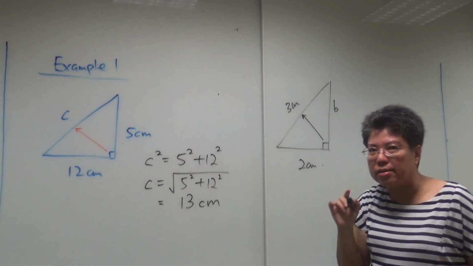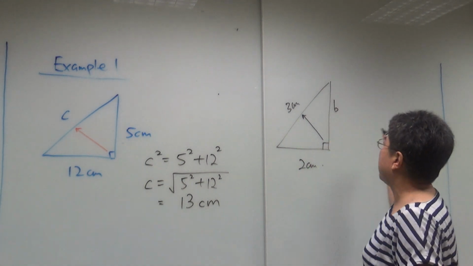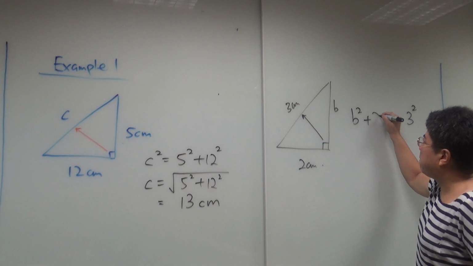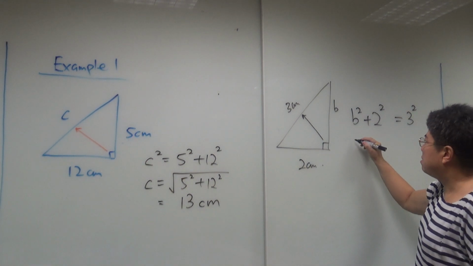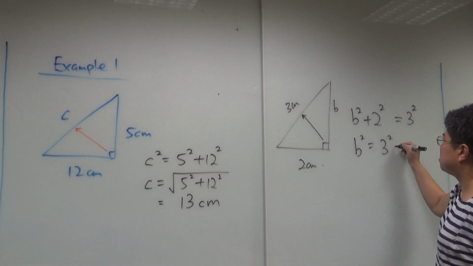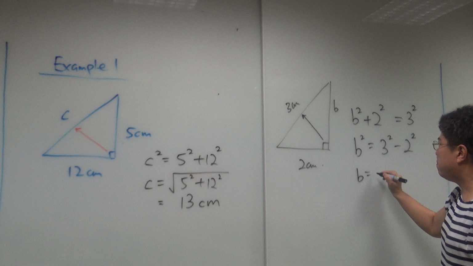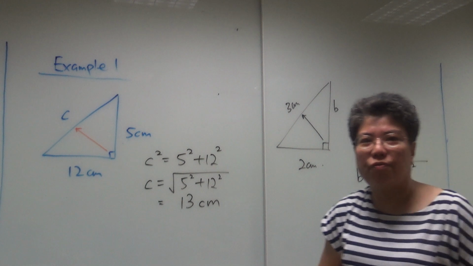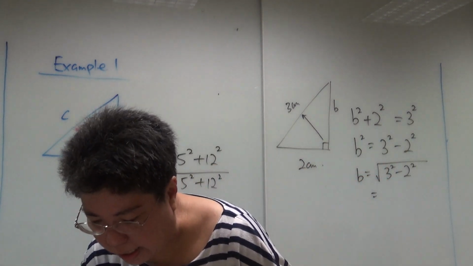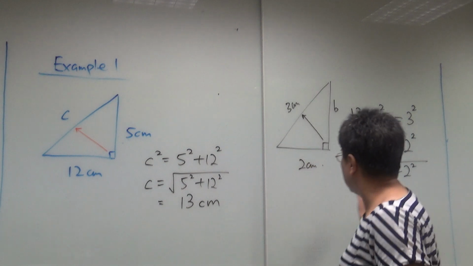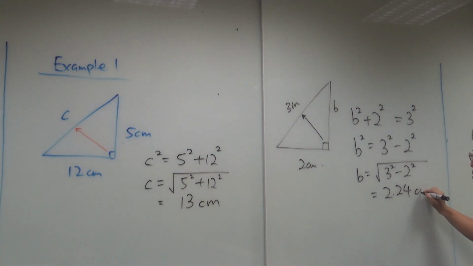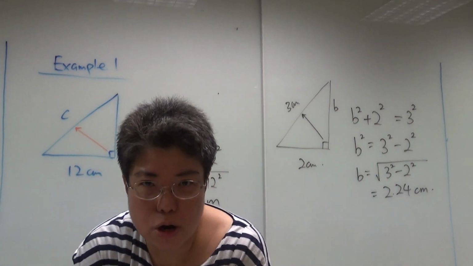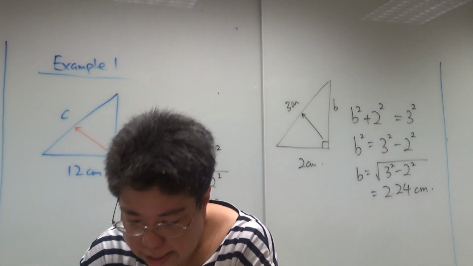Just now I said hypo must be alone on one side. So 3 squared is b squared plus 2 squared. B squared stays here, so minus 2 squared. B will be the square root of 3 squared minus 2 squared. The final answer must be given to 3 significant figures, which will be 2.24 cm. 2.24 cm, according to your textbook.